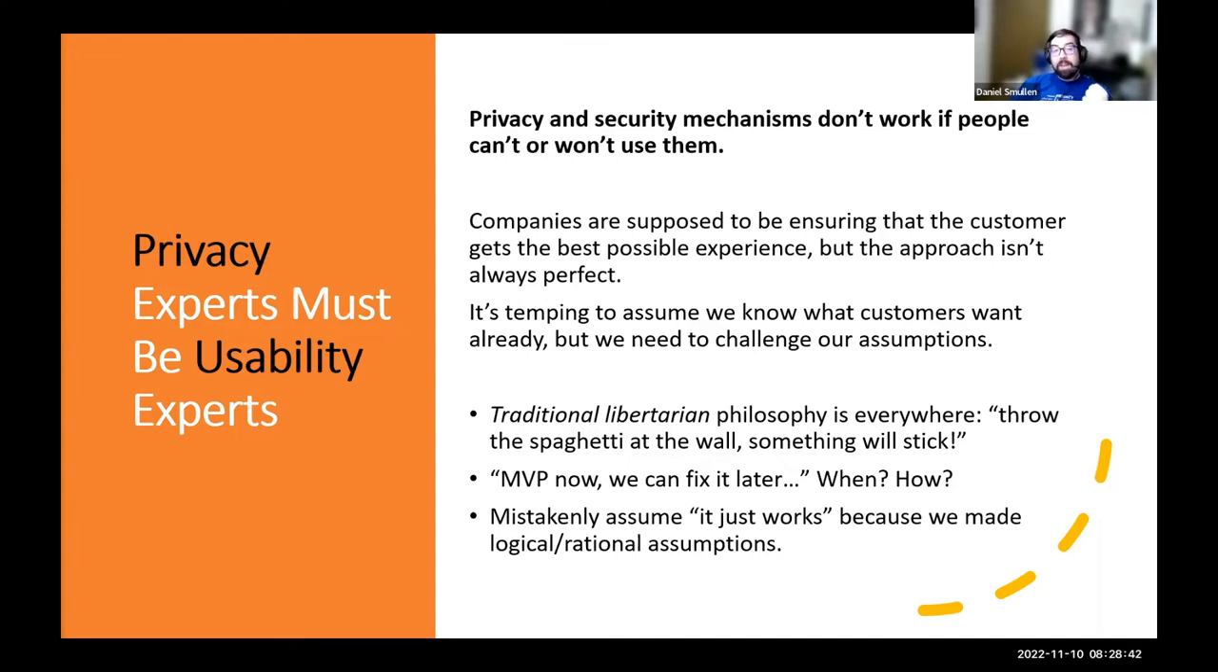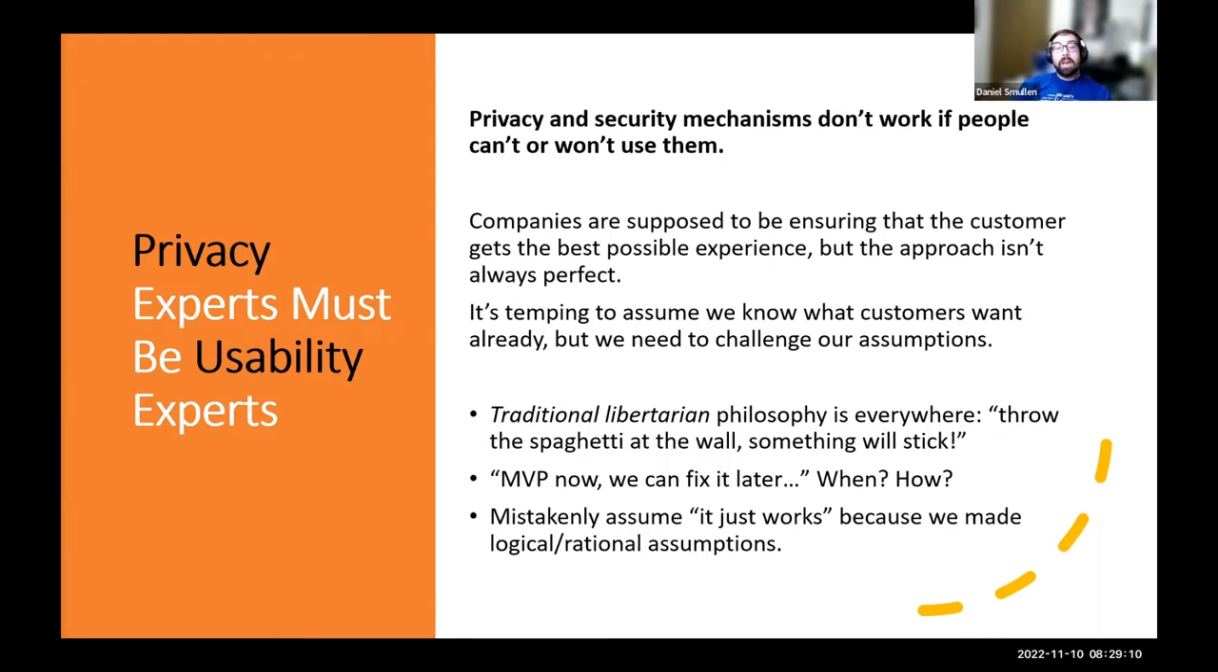But it's tempting, right? It's tempting as system designers to just assume that we know what customers want. In fact, many companies get big and successful because they figured out what their customers want. But we need to always challenge these assumptions. Because again, this traditional libertarian philosophy that I described, it's everywhere. Companies, people in general, they just like to throw the spaghetti at the wall and hope something sticks, right? Hope eventually people figure out what choice it is that they want, what settings they want, whatever.